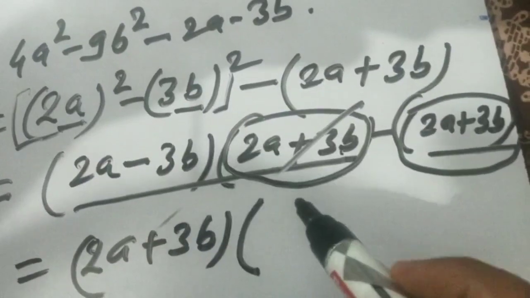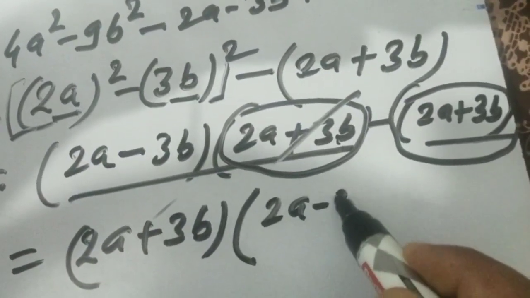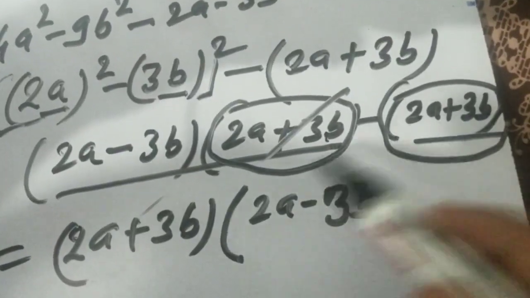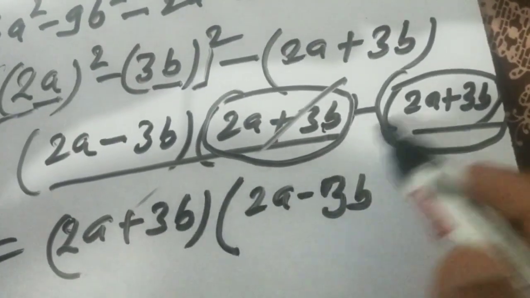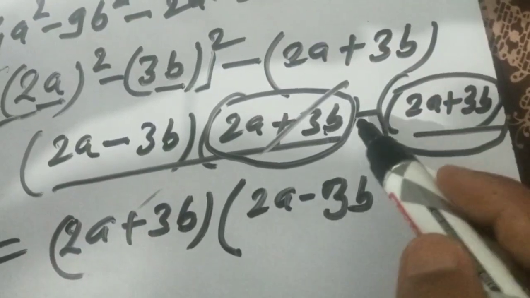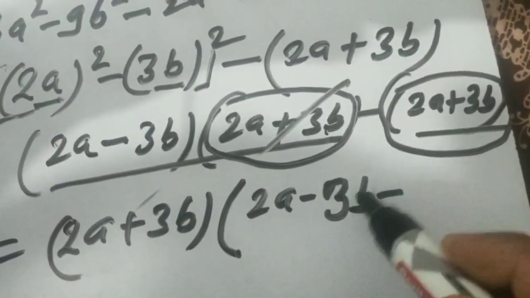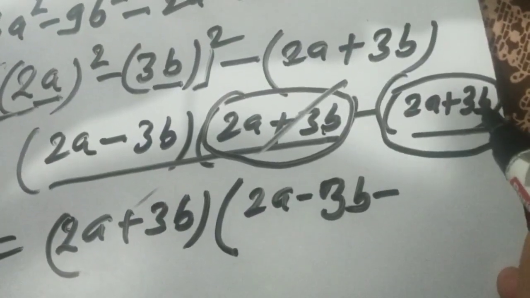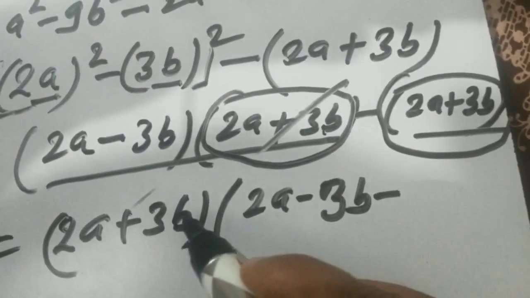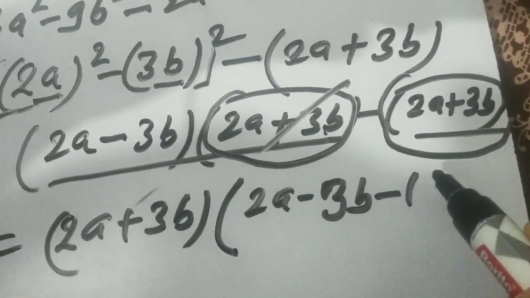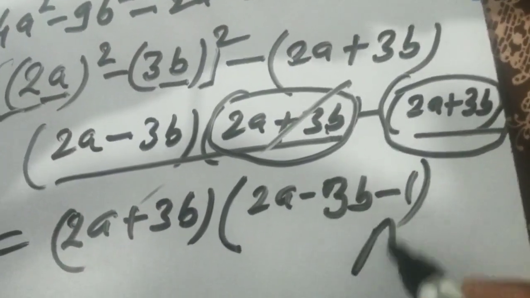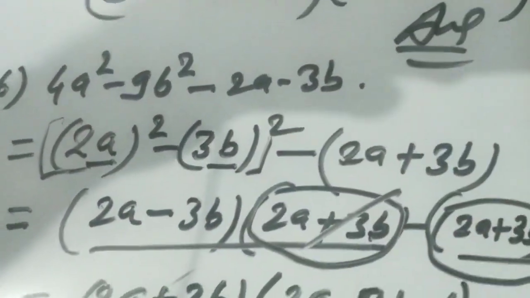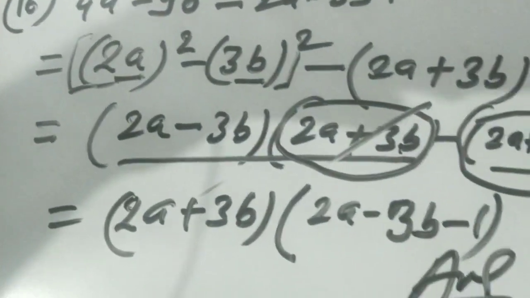What will be left? 2a minus 3b will be left in the first term. So write here 2a minus 3b, and when this 2a plus 3b is divided by 2a plus 3b, it will be 1, and the minus sign is there, so you have to put minus. So this is your factorization for the given expression 4a square minus 9b square minus 2a minus 3b.